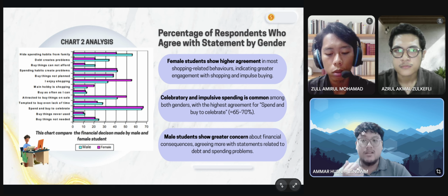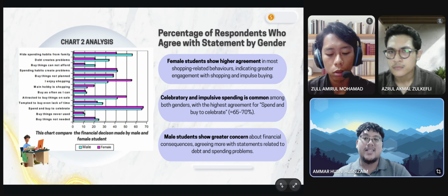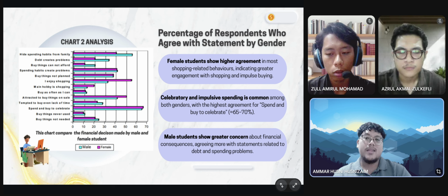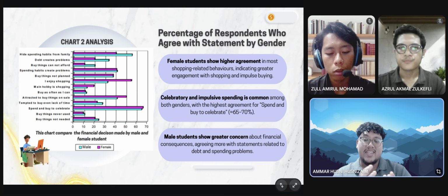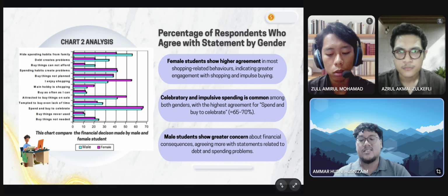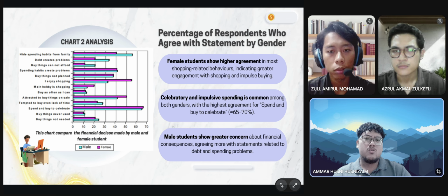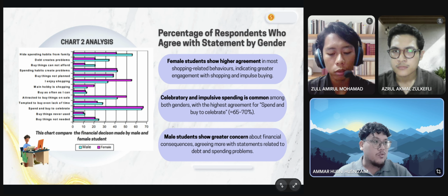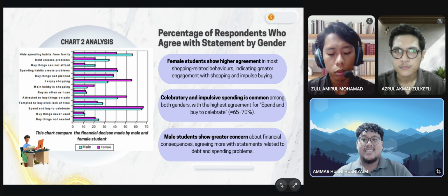In the graph, male respondents are represented by the blue bars, while female respondents are represented by the purple bars. The horizontal axis shows percentage ranging from 0% to approximately 70%, while the vertical axis lists the different spending related statements. Looking at the overall pattern, female students show higher levels of agreement in most shopping related statements compared to male students. This suggests that female respondents tend to be more actively engaged in shopping behavior.